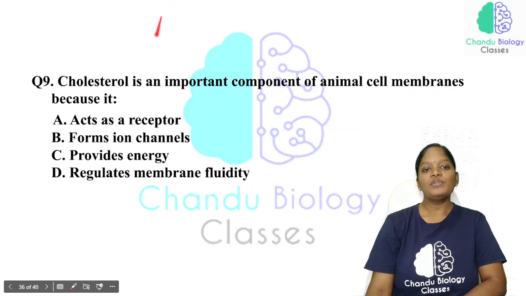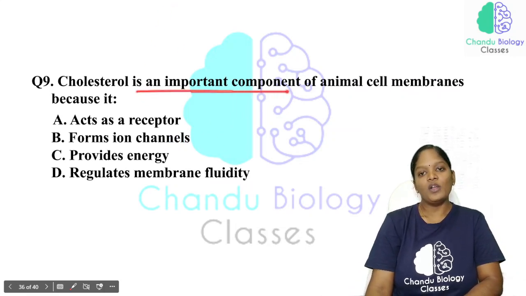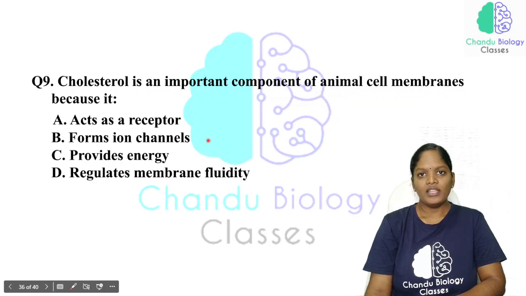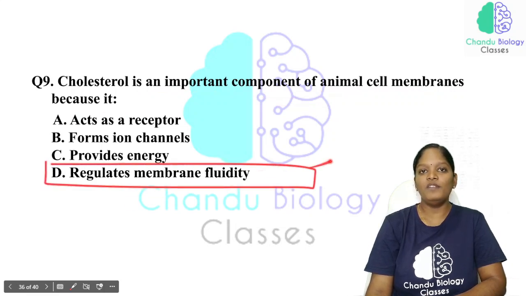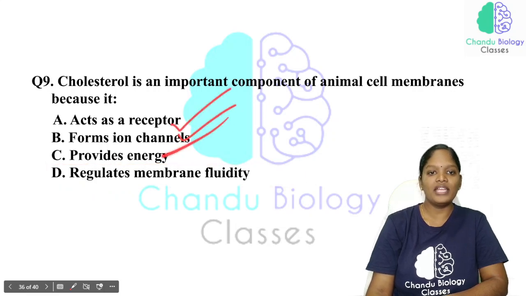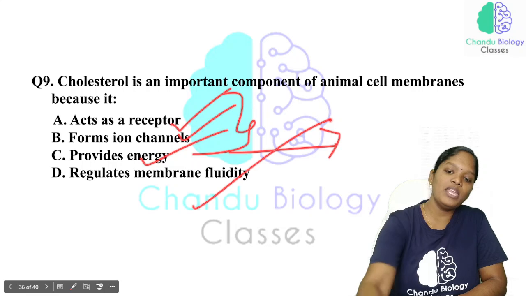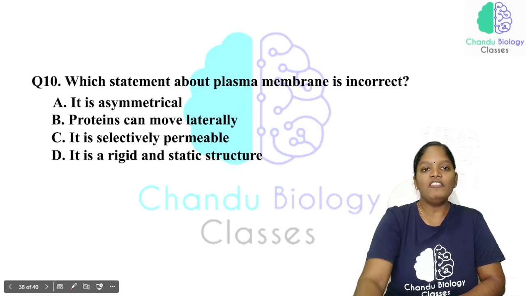Now, the ninth question will be, cholesterol is an important component of animal cell membranes because it, okay. Why is it important as a component of animal cell membranes? Because it regulates the membrane fluidity. Acting as a receptor, ion channel, or providing energy are irrelevant to the question. So the answer will be regulating the membrane fluidity.